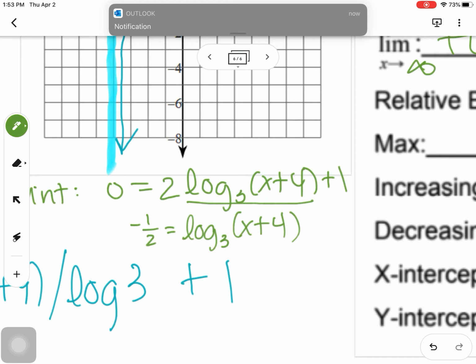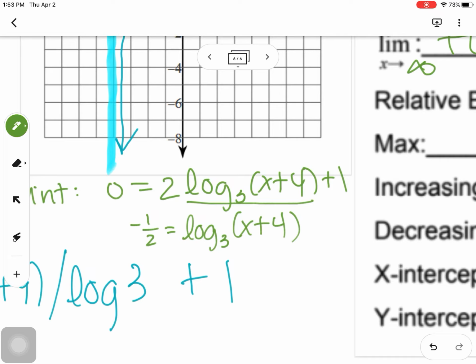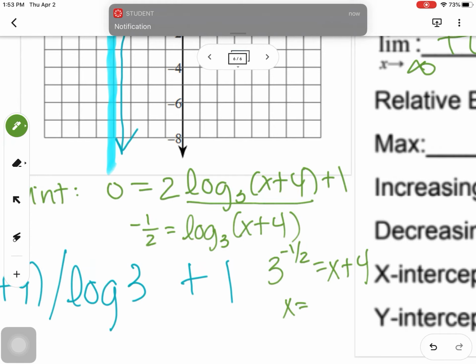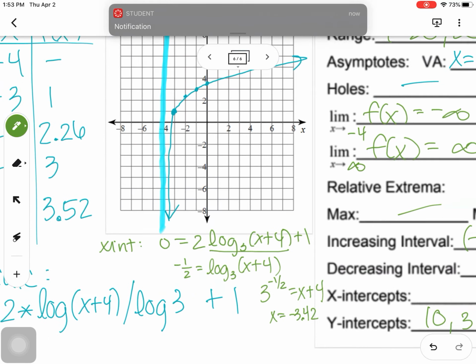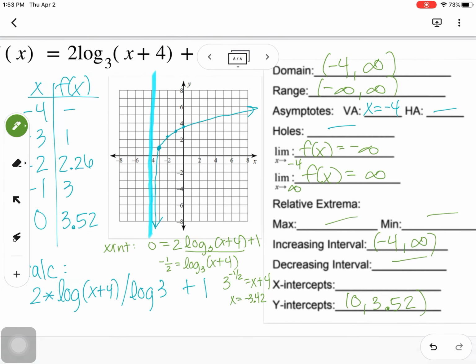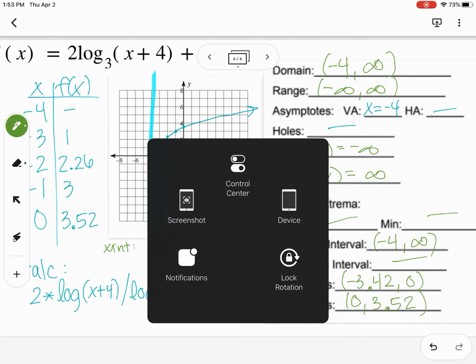And similarly to how we did the last problems, we're now going to rewrite this, but instead of log form, we're going to write it in exponential form. 3 to the -1/2 equals x plus 4. Which, when you type this all in your calculator, you should get that x is -3.42. Again, always look at that graph. That seems to make sense. And so that's an answer I'm going to keep.